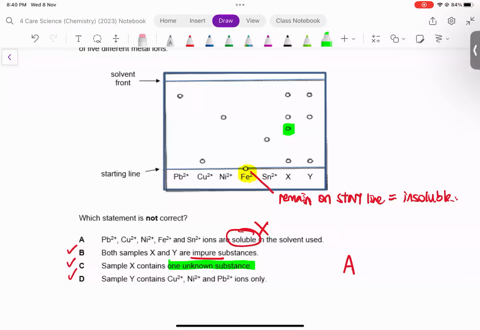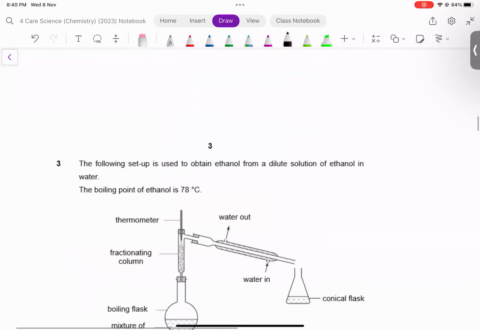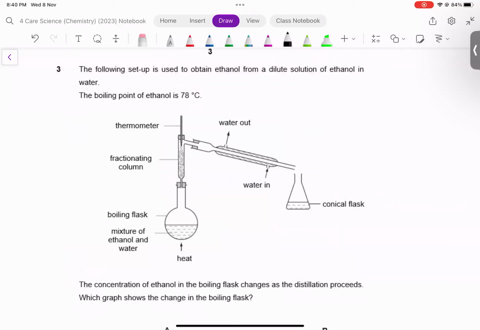Then we go to question 3. Now, question 3 you will see in the Pure Chem papers. However, it's also in the combined science syllabus. So the following setup is used to obtain ethanol from a solution of ethanol in water. So it's ethanol and water. You are told ethanol boils at 78 degrees Celsius. Water, you should also write down, boils at 100 degrees Celsius.